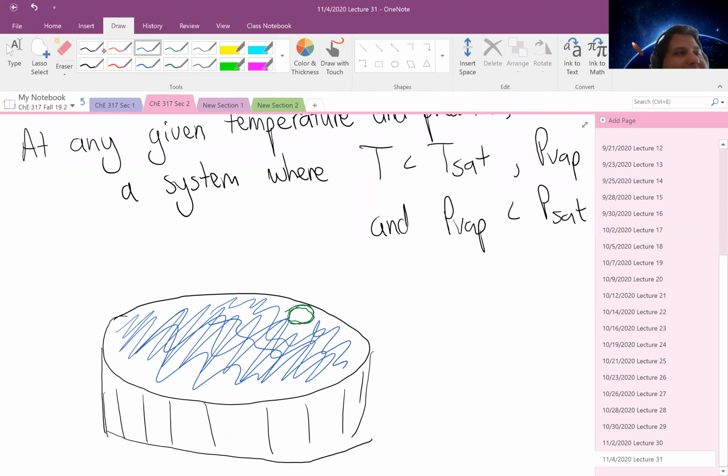If I'm running my pool right, the temperature of the water in the pool is going to be below the saturation pressure. There's going to be appreciable vapor pressure, but it won't be saturated unless you're here in Oxford in July. So let's just say it's not Oxford in July.